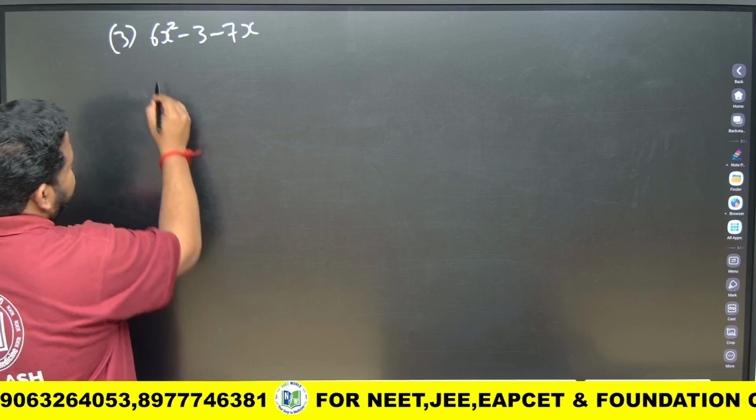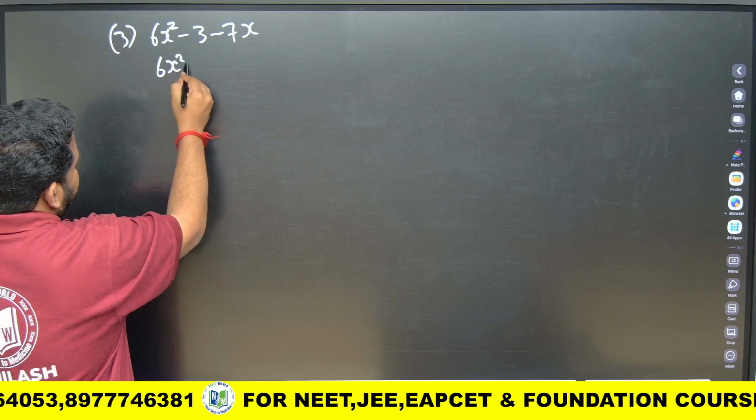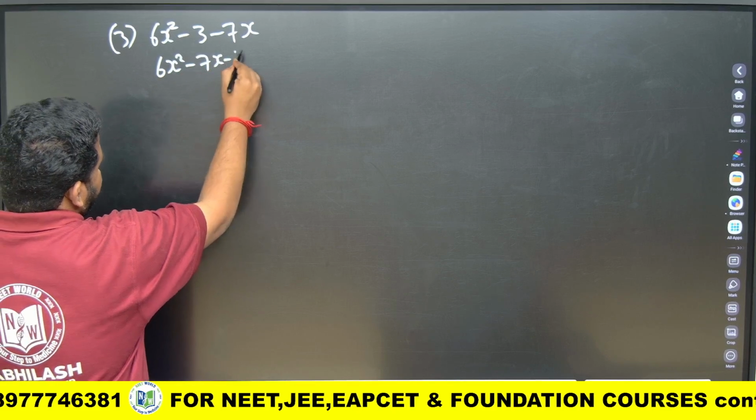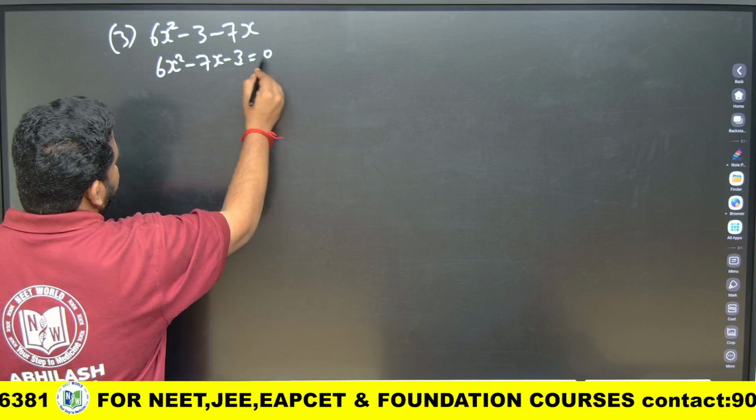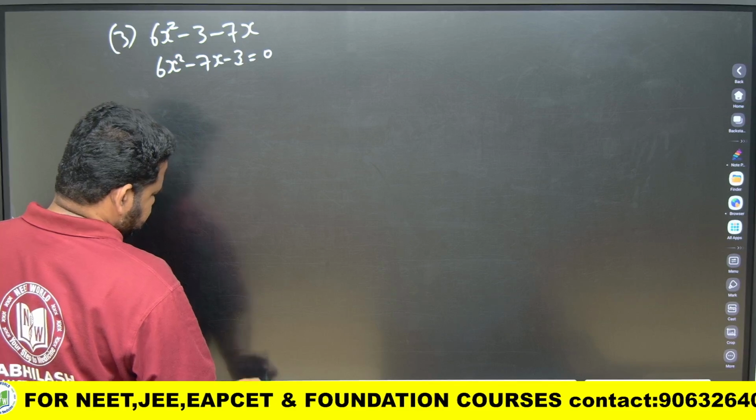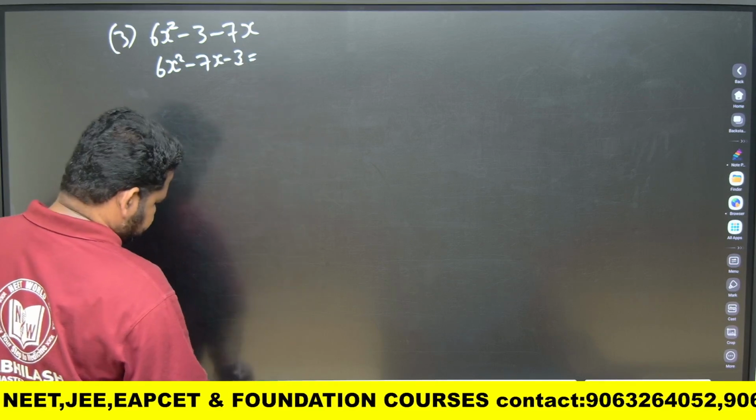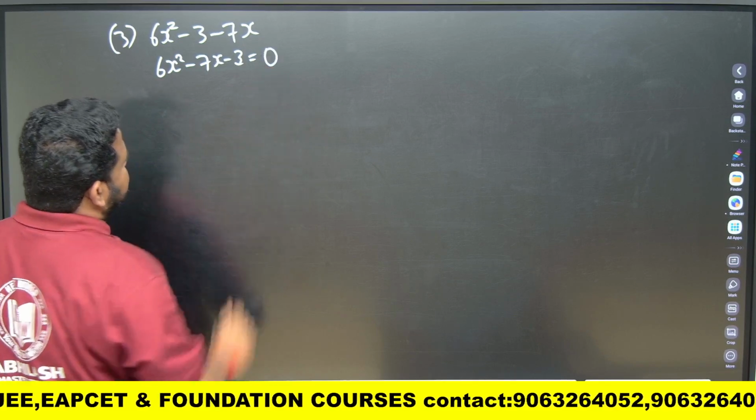I should write it as 6x² − 7x − 3 = 0. If I have to find the zeros, I should equate it to 0. This is what I get.